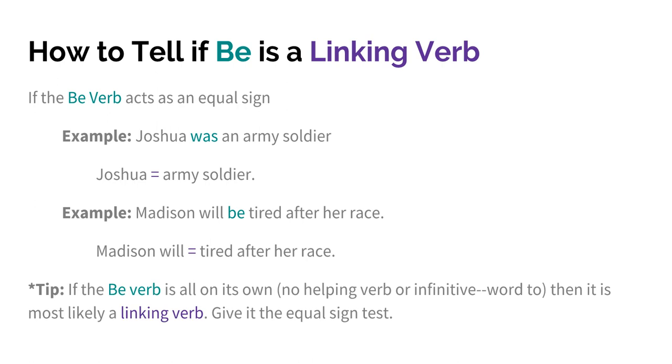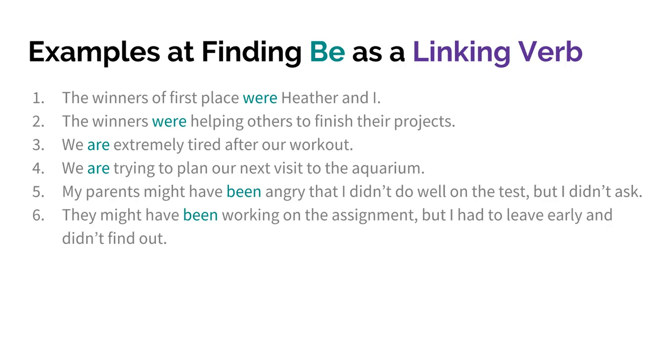Almost all of the time, if the be verb is all on its own and it doesn't have a helping verb or the infinitive with the word to in front of it, then it is most likely a linking verb. You give it the equal sign test to find out. So, we've got a bunch of be verbs identified in here. Some of them are by themselves and some of them are with helping verbs in a verb phrase. And we're going to try and figure out which ones are linking and which ones are not.